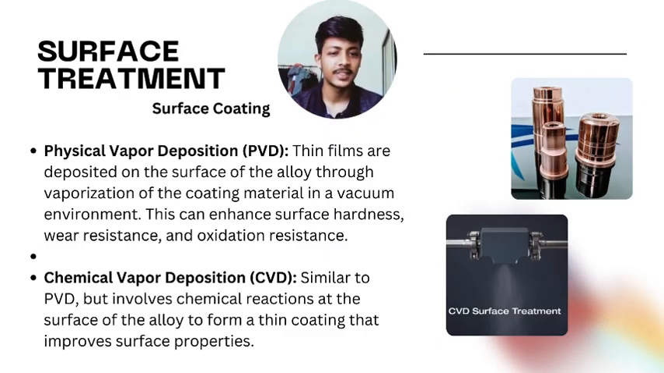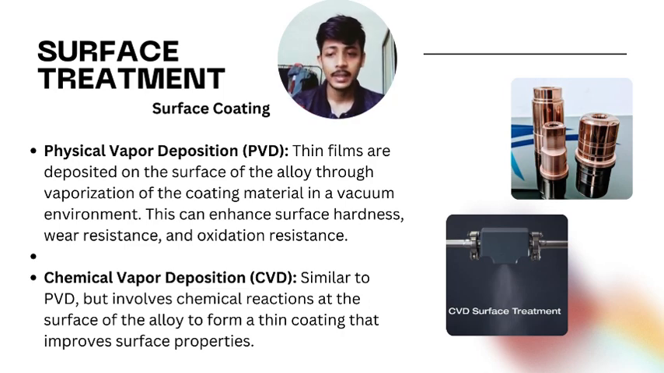I'm going to discuss the surface treatment of the material nickel aluminum alloy. Firstly, I'll start with surface coating. There are two ways we can do surface coating. One is physical vapor deposition, PVD, and another is chemical vapor deposition, CVD.